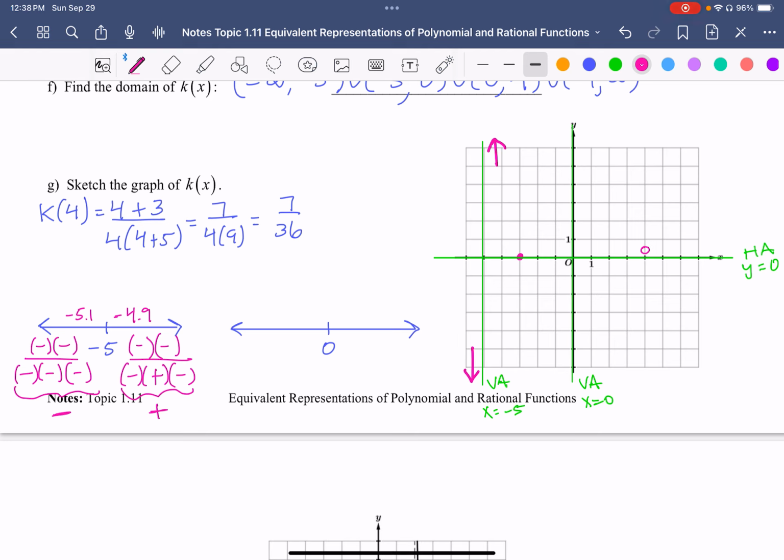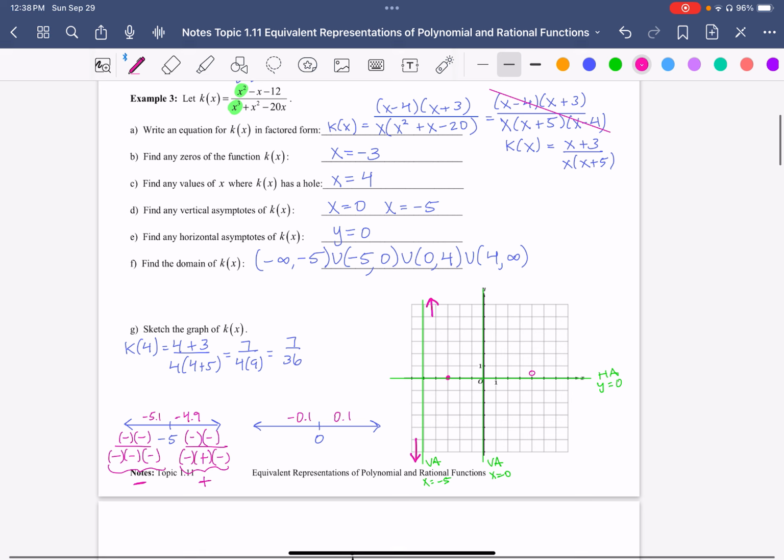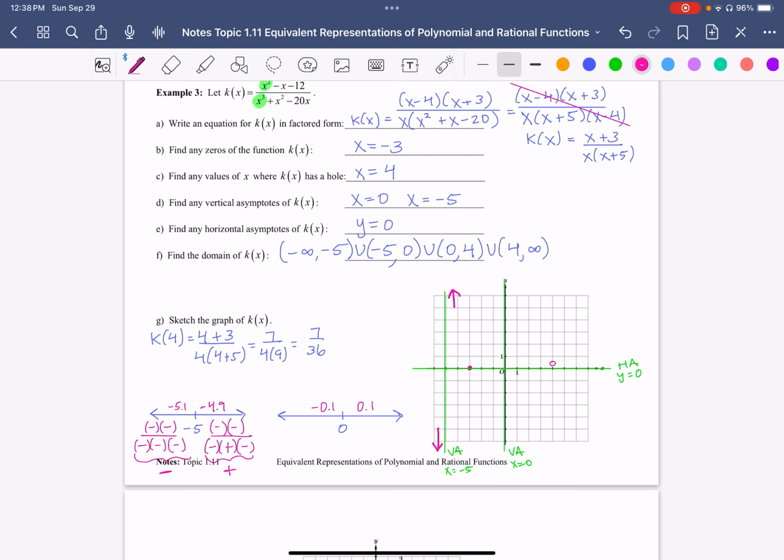Okay, now let's see what happens at 0. I'm going to pick negative 0.1 and positive 0.1. And we're going to plug it into the factors again. Negative 0.1 minus 4 is negative. Negative 0.1 plus 3 is positive. Negative 0.1 by itself is negative. Negative 0.1 plus 5 is positive. Negative 0.1 minus 4 is negative. I have 3 negatives, and an odd number of negatives will stay negative.